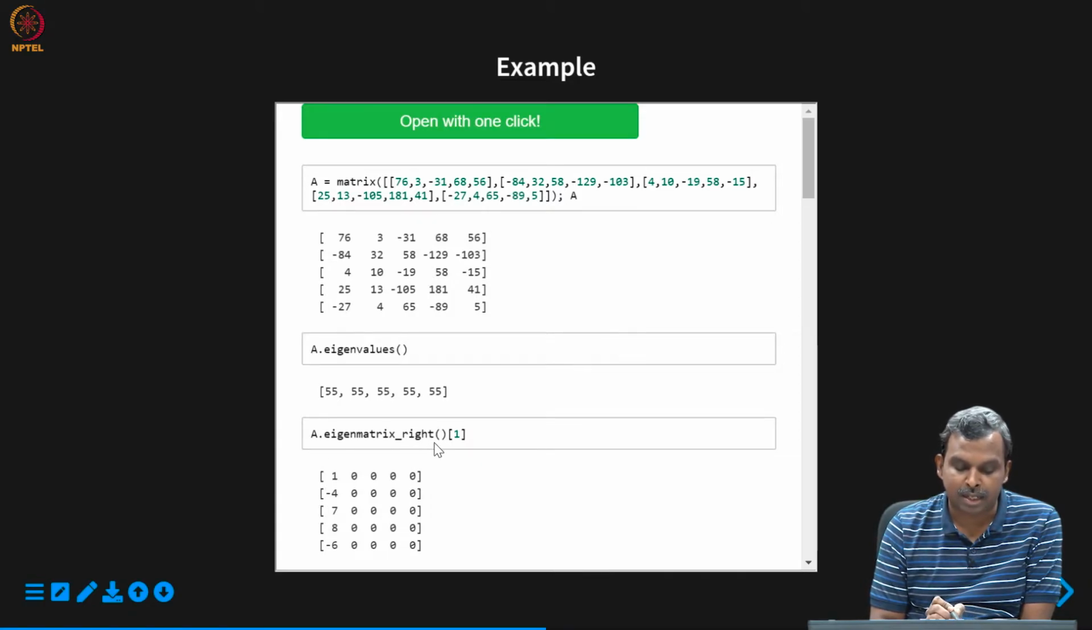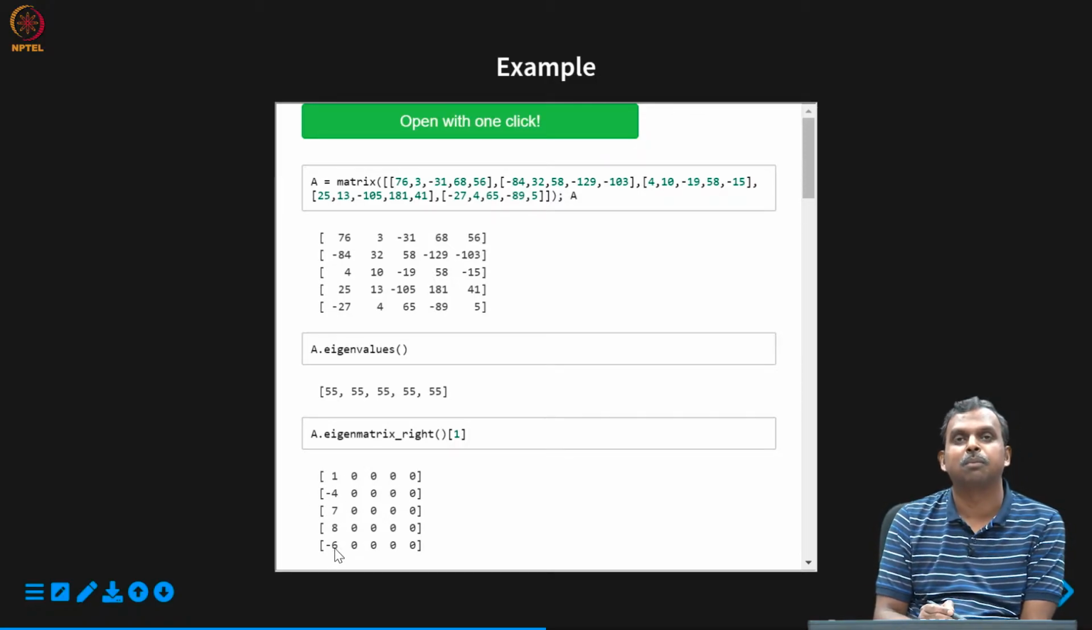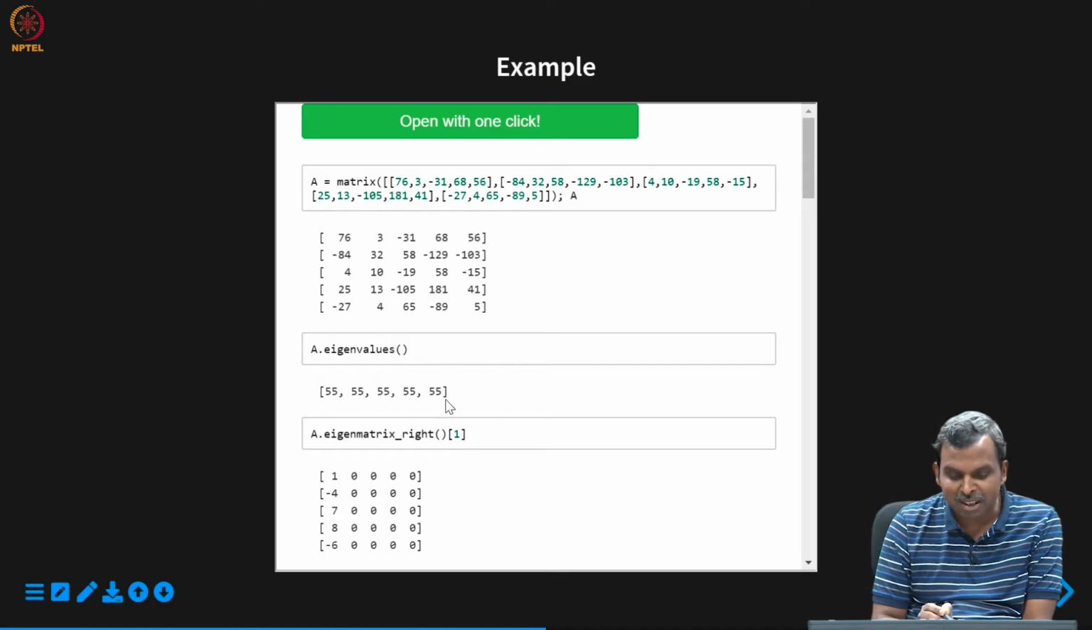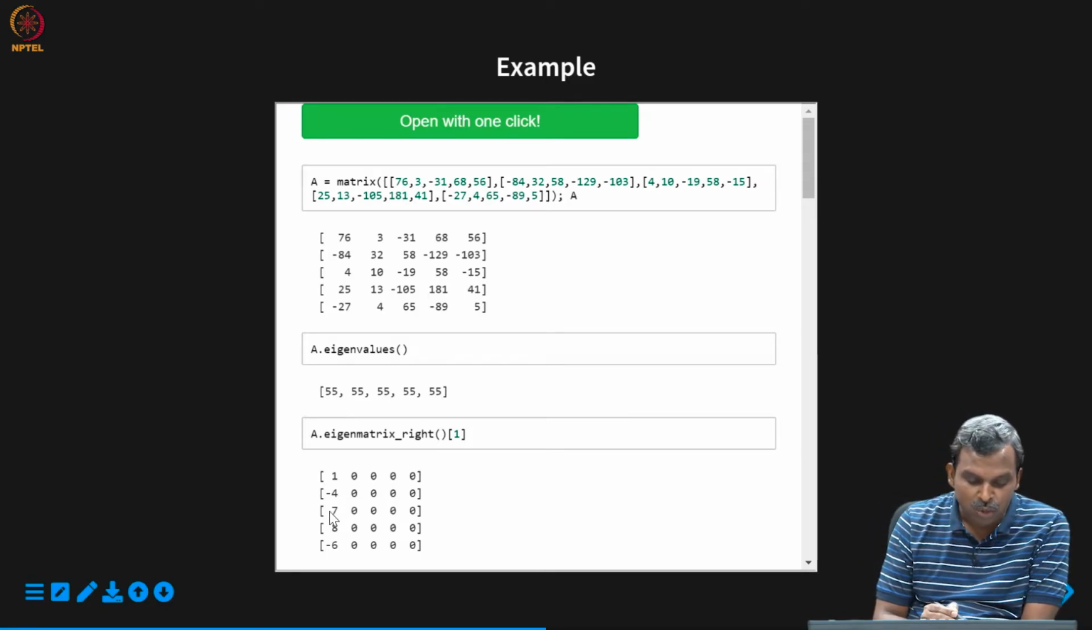So this method, eigenmatrix underscore right, and then 1. Why 1? Because eigenmatrix underscore right actually returns what Python calls a tuple. I'm interested in the second thing in the tuple, so that's 1, and that's this matrix. So notice what has happened. There are 5 eigenvalues, 5 repeated eigenvalues, but there's only one eigenvector.